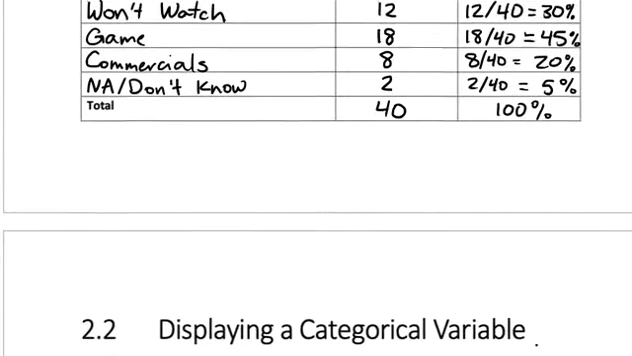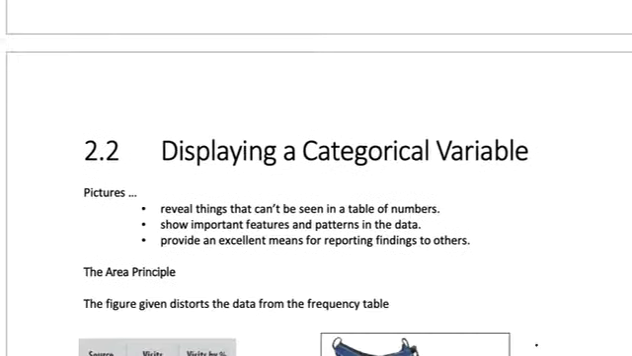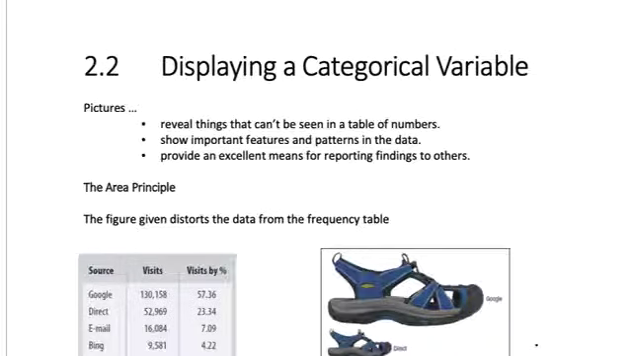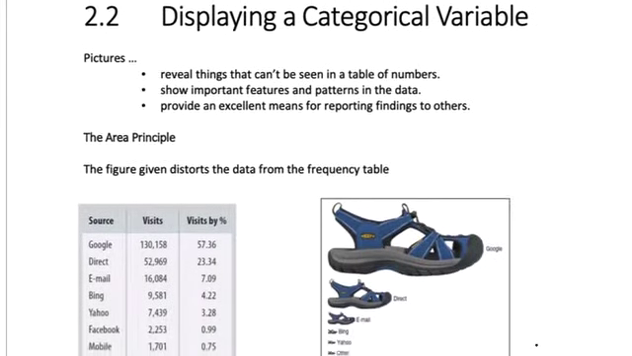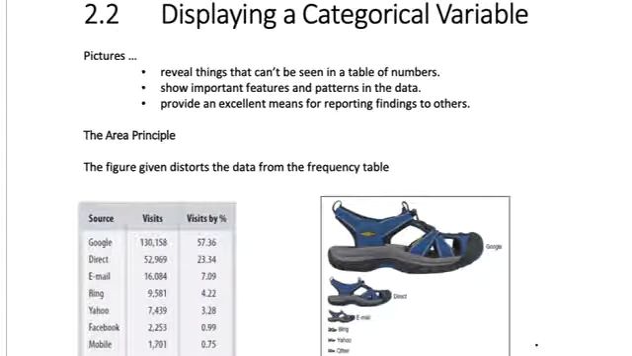So that brings us to section 2.2, which is displaying a categorical variable. What we're going to look at in this section are some different graphs that show categorical variables. Graphs are important because they're able to show important features and patterns in the data that are harder to see when you're just looking at the raw numbers. First we're going to look at what's called the area principle.